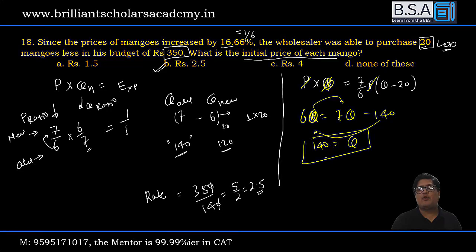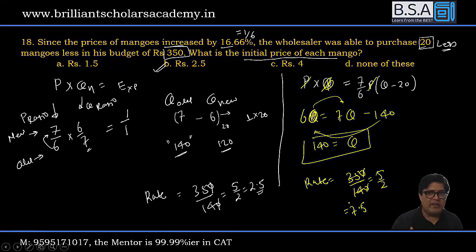140 mangoes used to be purchased. You want the rate of a single mango? 350 by 140. Cancel, cancel. Same answer. You are more comfortable with this? Go ahead. But with ratios, I'll say practice more and more with ratios. आगे जाके जब question complex होंगे, questions will be of higher level, you can answer this faster.